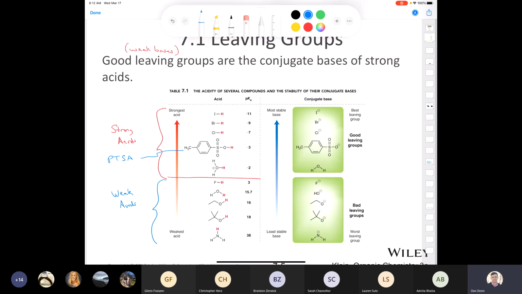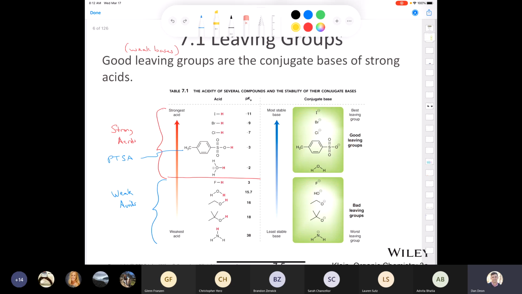You remember this from general chemistry too, that HF, hydrofluoric acid, is not a strong acid. It's got a pKa of 3, and therefore the conjugate bases of acids like hydrofluoric acid, water, alcohols, and amines are going to be poor leaving groups, bad leaving groups. They're also strong bases, much stronger bases than any of these.